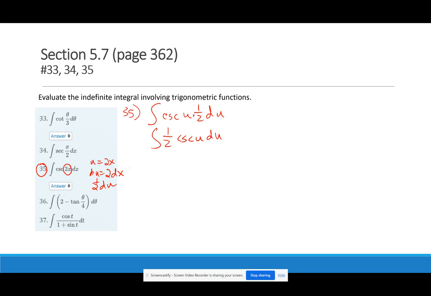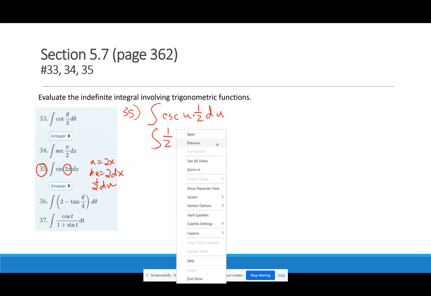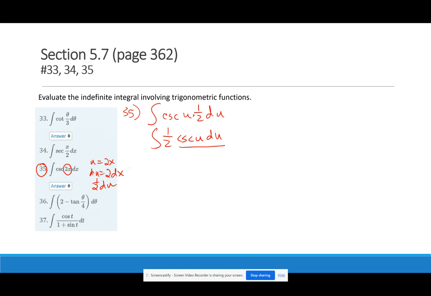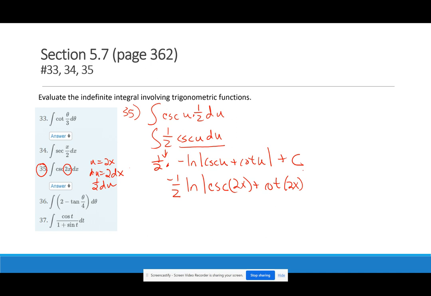So here's where, if you know the rule for integrating cosecant u du, that would be negative ln of cosecant u plus cotangent u plus c, and then there was a 1/2 we need to carry along. So we'll clean it up. We'll do negative 1/2, and then natural log of cosecant, and we'll put the 2x back in place of the u. Okay. And then that would be our answer.